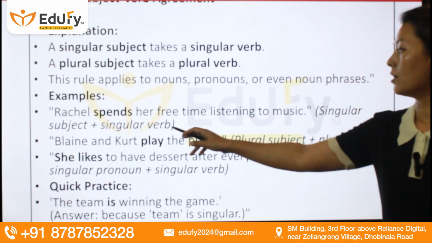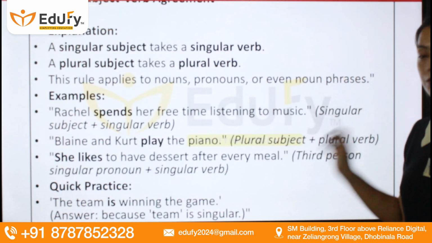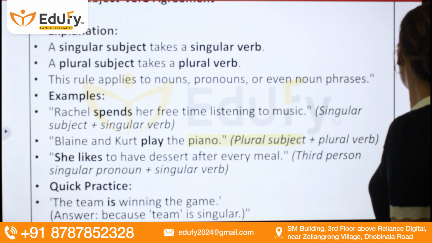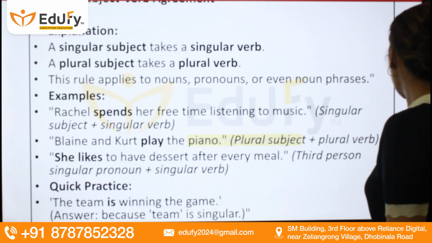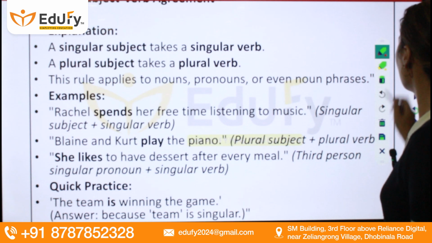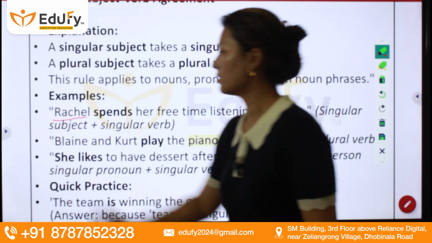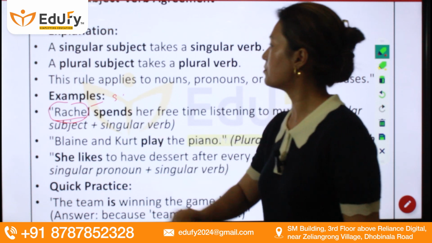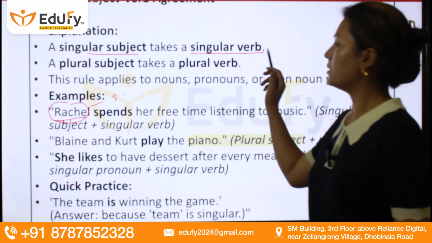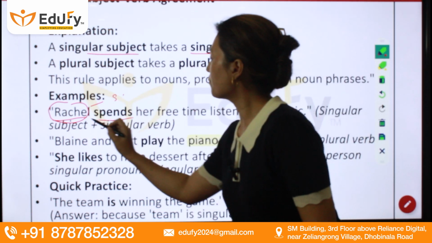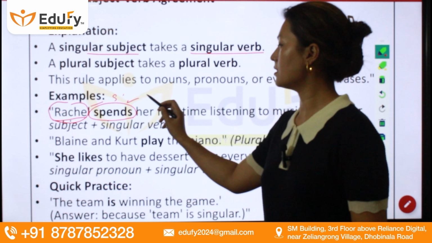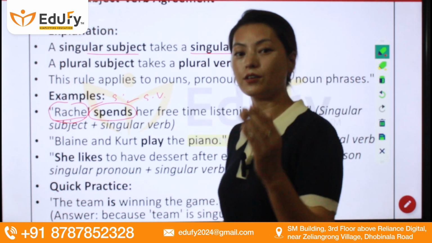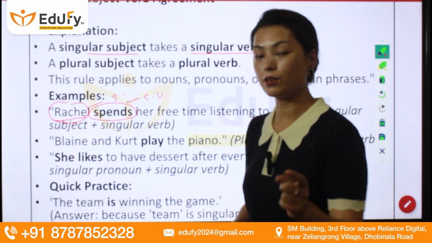Rachel spends her free time listening to music. Now, when we look at this sentence, we have one subject, and that is Rachel. We're talking about the subject Rachel. So when this is a singular subject, the verb will be singular, right? So therefore, what have we found here? This is a singular verb. Any sentence that contains a singular subject must have a singular verb.